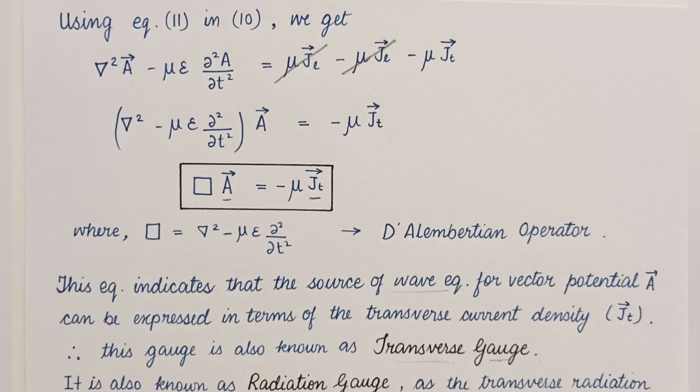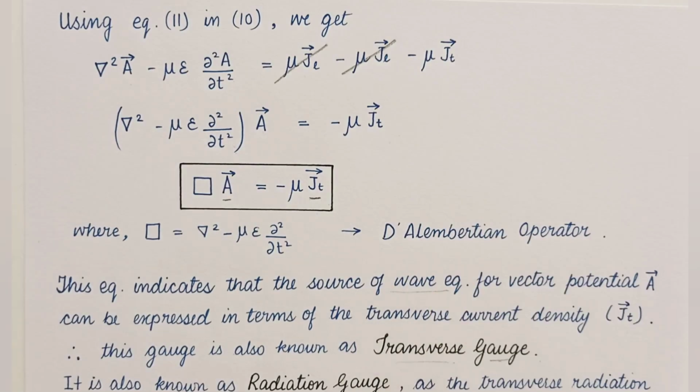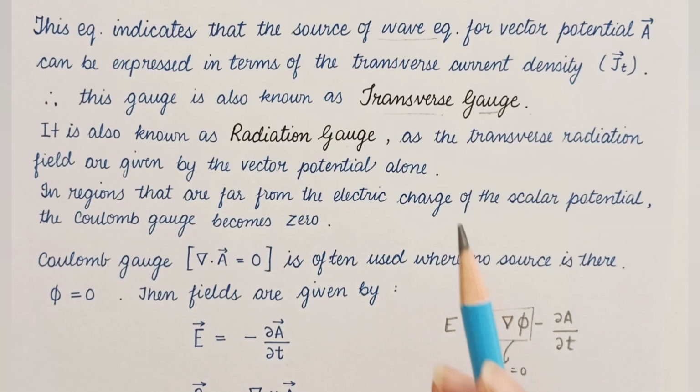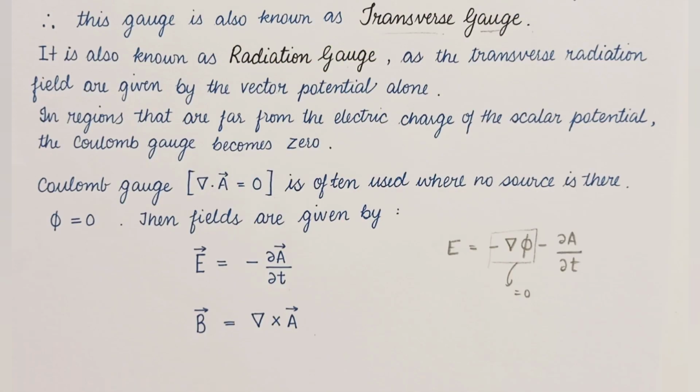Then finally we used that equation 11 in equation 10 and solved it, and here we introduced the D'Alembert operator, and hence we get the final equation in that box, which is the wave equation with vector potential A, expressed in terms of the transverse current density Jt. And in the last, we introduced other names, that is transverse gauge and then radiation gauge. And finally, using the Coulomb gauge condition, we came to know that the scalar potential is 0. Hence, we get these two fields, that is electric field and magnetic field, as such.